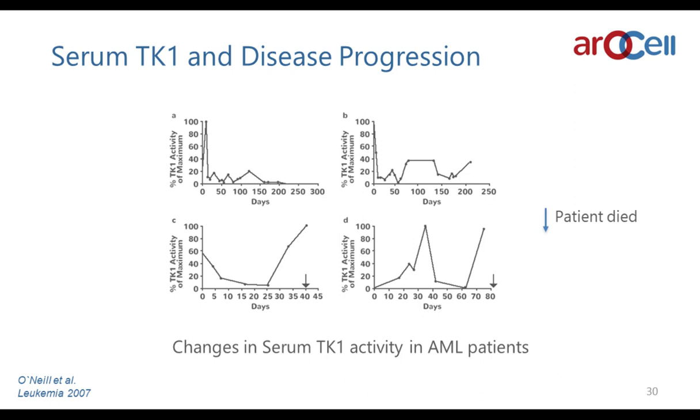It can be used to look at disease progression. Here's a study on acute myelolytic leukemia. And the top 2 subjects, which are stable course, you can see that TK1 level stays low. And in the bottom 2, which led to death, you can see that prior to death, there's a rapid increase in the serum TK1 levels.